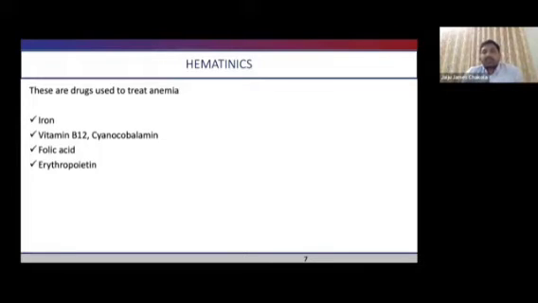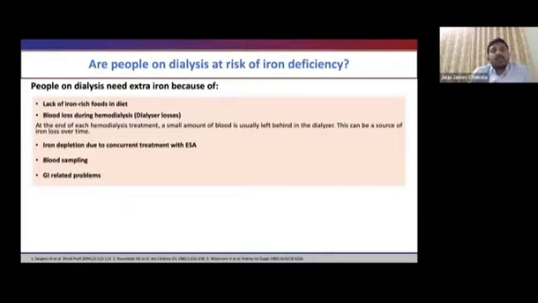Just a brief note about the hematinics. Along with iron, other molecules are also required for the production of red blood cells, which include erythropoietin, we all know, folic acid, vitamin B12, and cyanocobalamin. All these are equally required for the production of RBCs or hemoglobin.